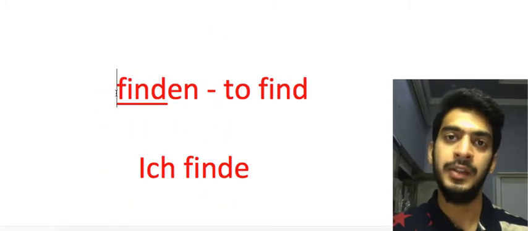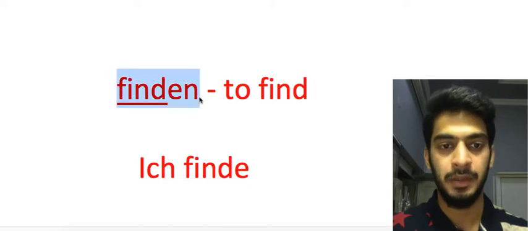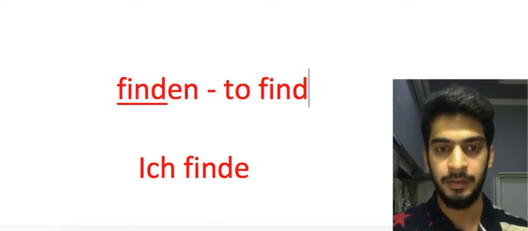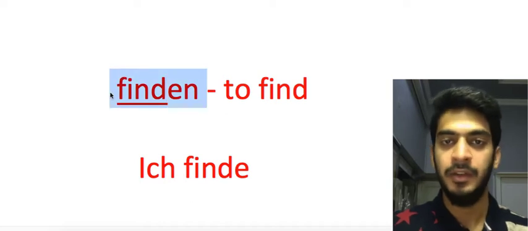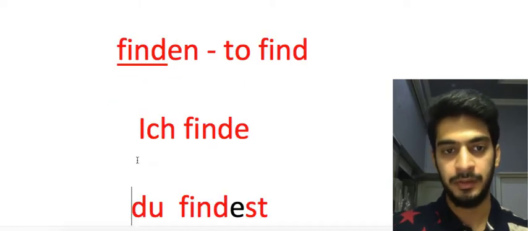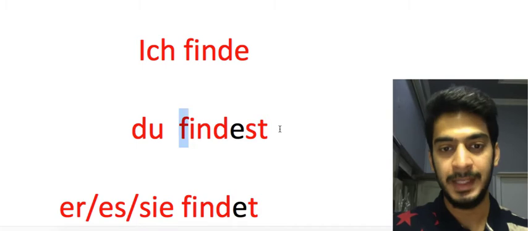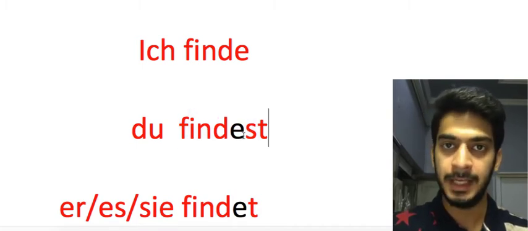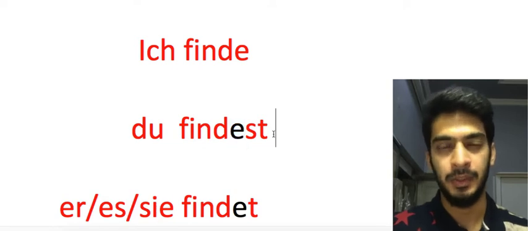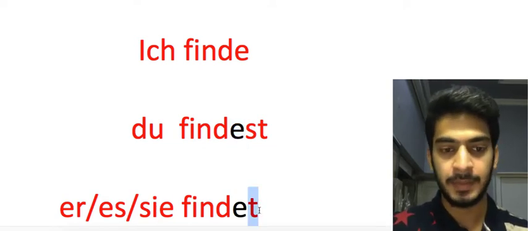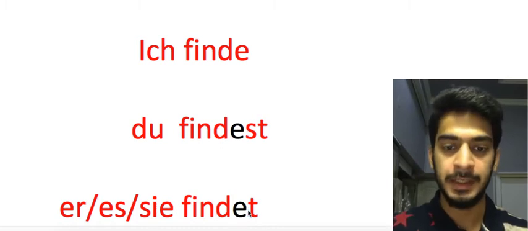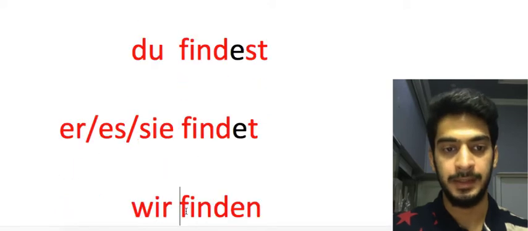We have another example here, which is finden, which means to find. So again, we have to discard en. The verb stem is find. So ich finde, du findest. The pronoun du has the ending st. Before the ending, just add e to it. We get du findest. The same process with er/sie/es. These pronouns have the ending t, so add e to it. Er/sie/es findet.